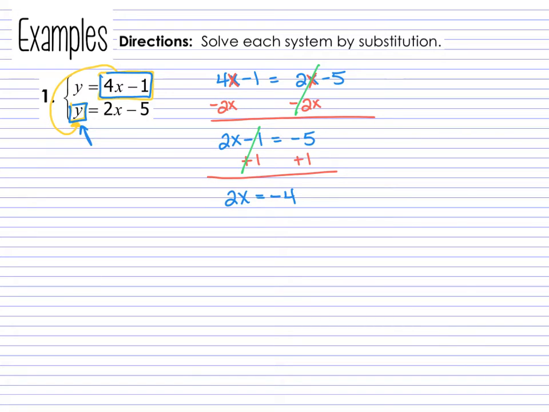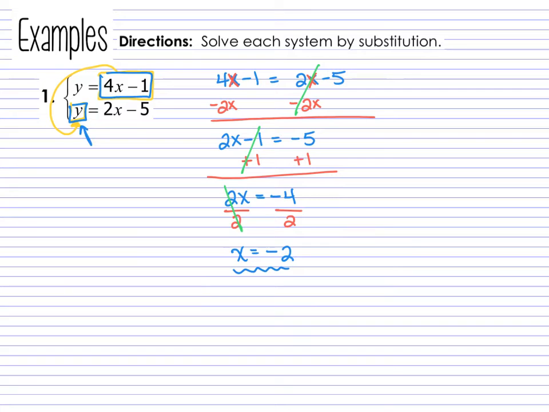Now we have to say to ourselves, what is bothering x? And that's the 2. The operation going on between the 2 and the x is multiplication. So to undo that, I'll do division. So I'm going to divide 2 on both sides. Those cancel. So on the left, I'm left with x equals -4 divided by 2. Negative divided by a positive, we'll leave it as a negative. 4 divided by 2 is 2. So x is equal to -2.